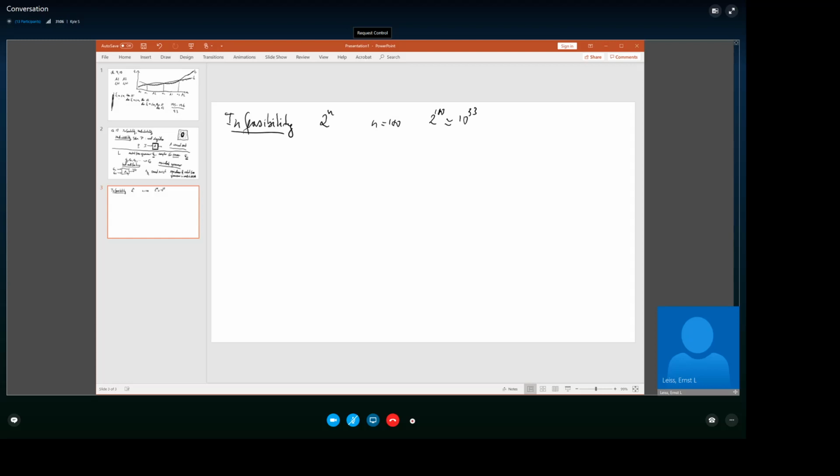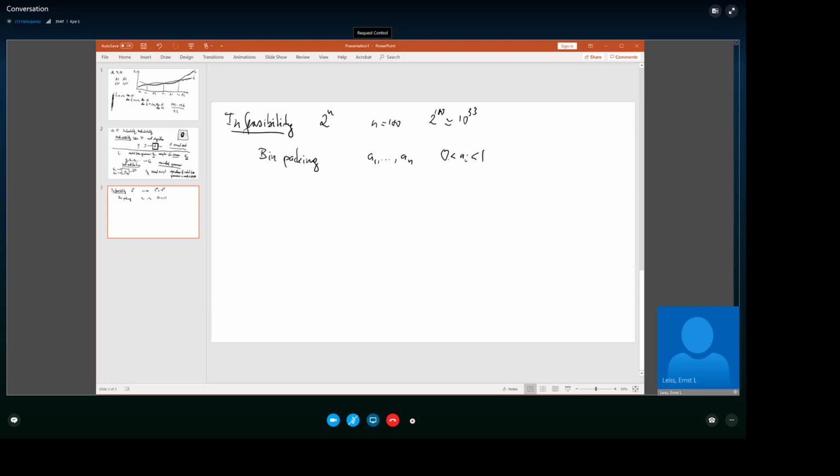Now, let's look at a particular problem called bin packing. This is a deceptively simple problem. You have items of sizes A1 through AN. You have n items. Each item is of a certain size. We're assuming that AI is between 0 and 1.